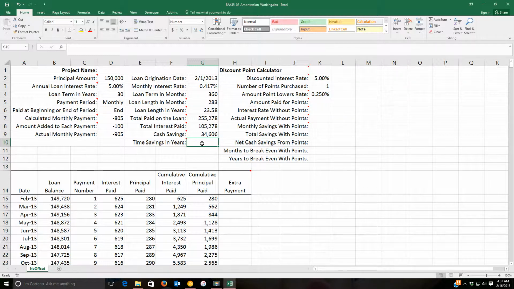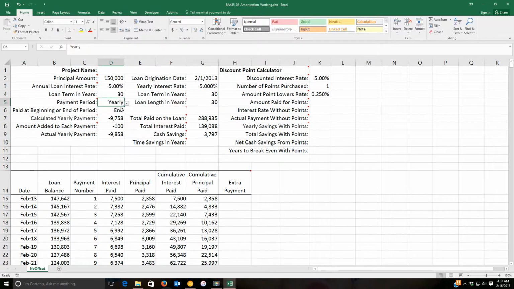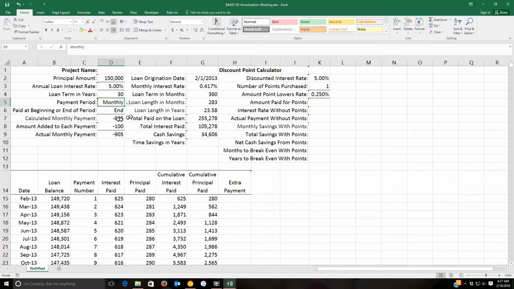And this is measured in years. Now remember, if we have yearly set here, then it's going to look a little differently. So we're going to want to take the original loan term and subtract from it the actual loan length now in years, which in this case they match up. However, if it's set to anything else, that loan length in years is going to be one row lower. So we're going to need to take the original loan term in years and subtract it from the loan length in years as a result of our payment plan.